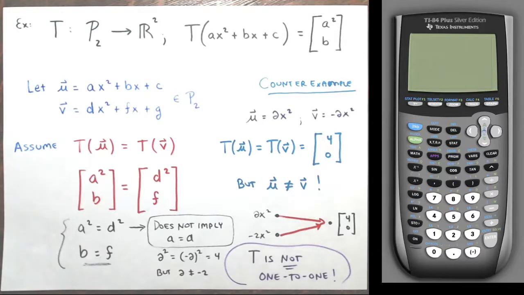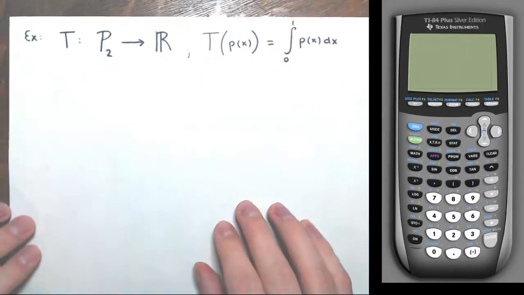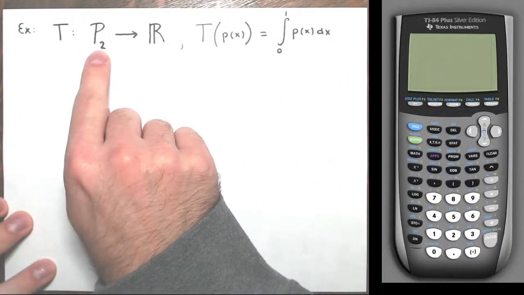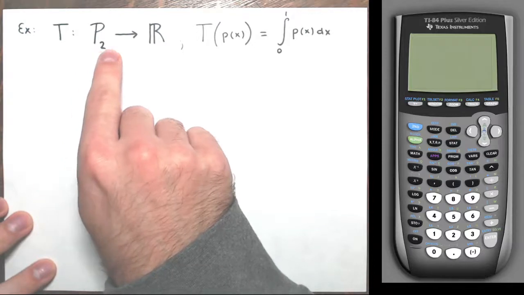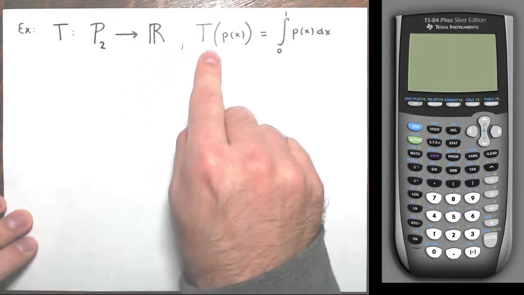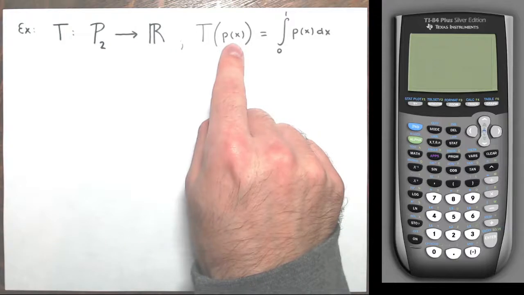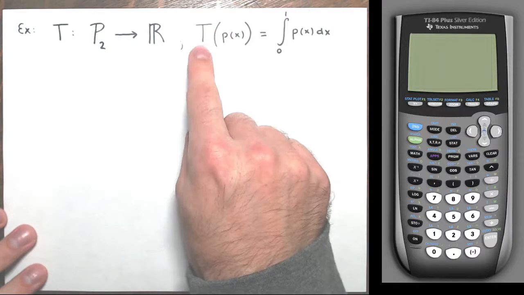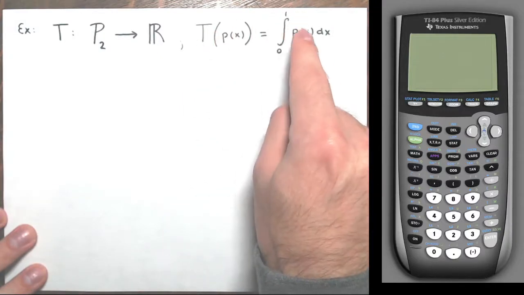All right, so I've got just a couple more examples here. I wanted to go through a few in which not every vector space was Euclidean. So again here, T is from P2, polynomials of degree 2 or less, and the output is just going to be a real number. The image of p of x, a polynomial of degree 2 or less, under T is going to be the integral from 0 to 1 of that polynomial.